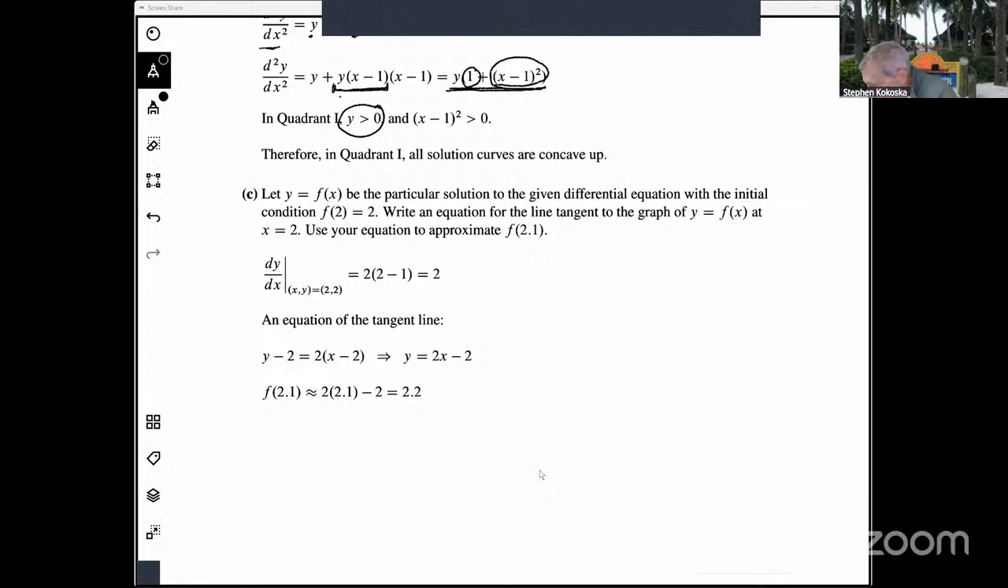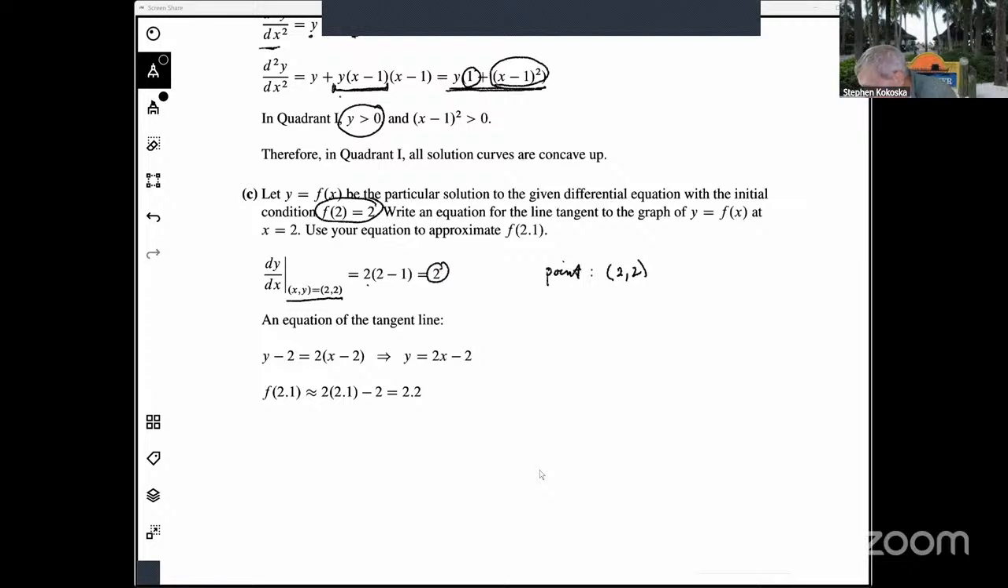Well, all right, I'm going to add in a little bit more up here. I'm just going to translate some of the words into mathematics. I know that a point on the curve is (2, 2). There it is. In order to get an equation of the tangent line, I need the slope. So I do that by going back to the differential equation because I have an expression for dy/dx. And in fact, if I've done everything correctly, I already figured this out back in part A. dy/dx at (2, 2): 2 times 2 minus 1, well, that's just 2.